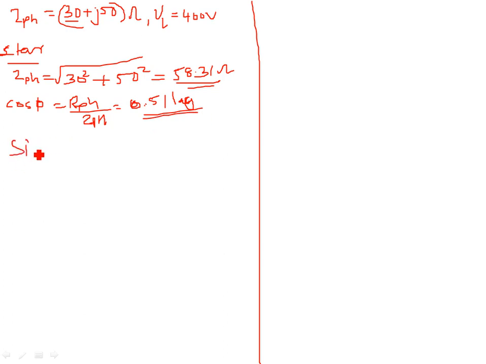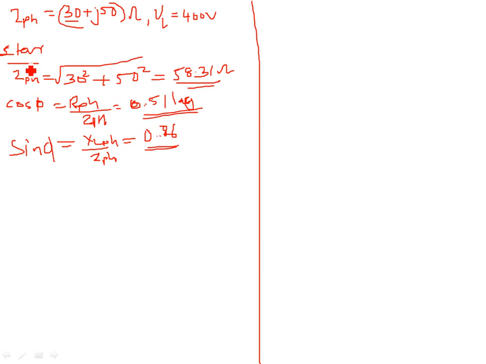What is sin phi? Sin phi is basically XL phase by Z phase. What is XL phase? It is 50. So it is 50 by 58.31. That comes to sin phi becomes 0.86. So sin phi is 0.86 and cos phi is 0.51. Cos phi is known as power factor.